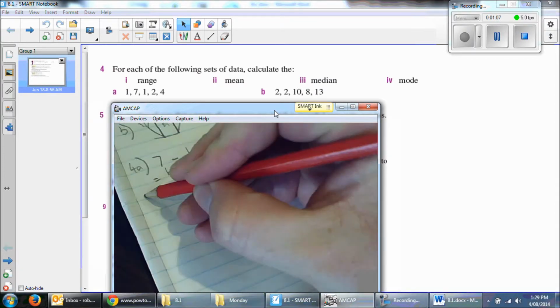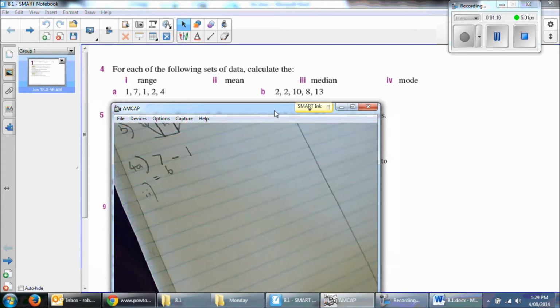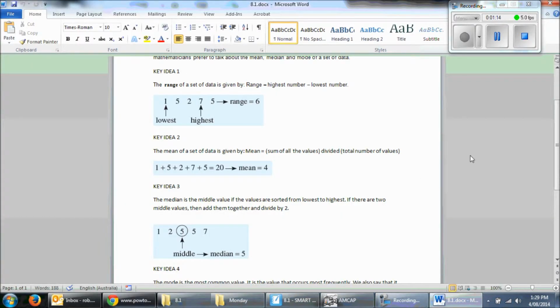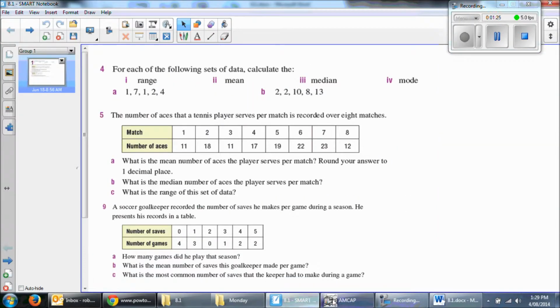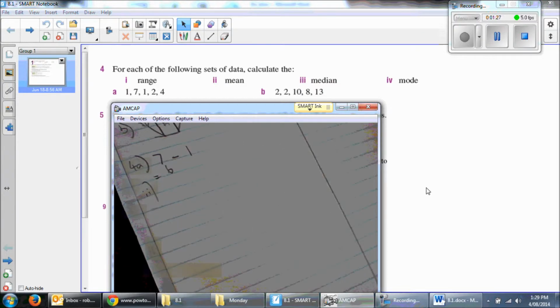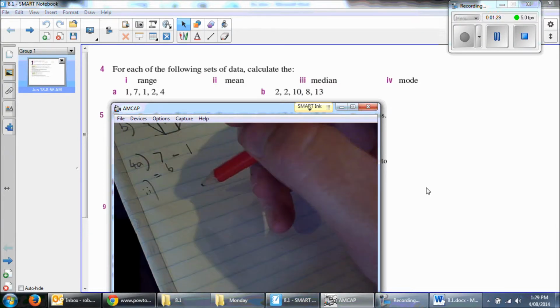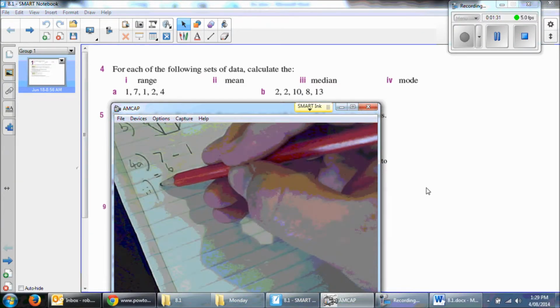For the second one, it asks us for the mean. If we go back to our key ideas, the mean of a set of data is given by the sum of all the values divided by the total number of all the values. A lot of you will have heard of this, particularly if you're a cricket player. This is your average.